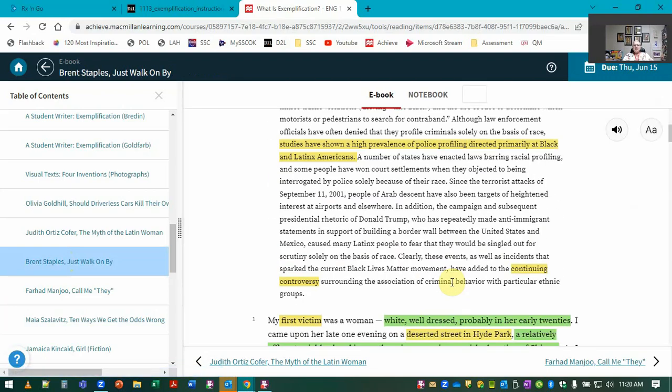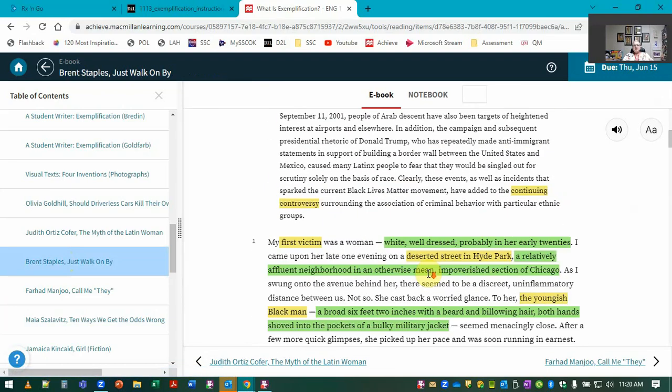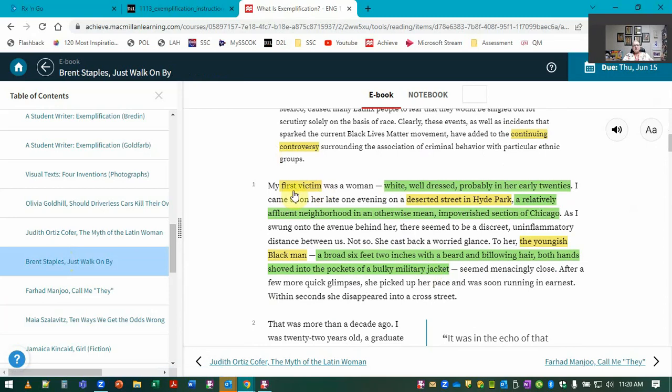So again, look at how they use examples, right? So here you can see "his first victim." So this is the idea, right? And he says "was a woman," right? And then he gives us here in green, we can see details. So he just doesn't say she was a woman. He gives us these examples. Well, what kind of woman? She was well-dressed. She was white. Probably in her early 20s. So here it was a deserted street in Hyde Park, but look at the green: a relatively affluent neighborhood in an otherwise mean and impoverished section of Chicago. So look at those details that add interest.